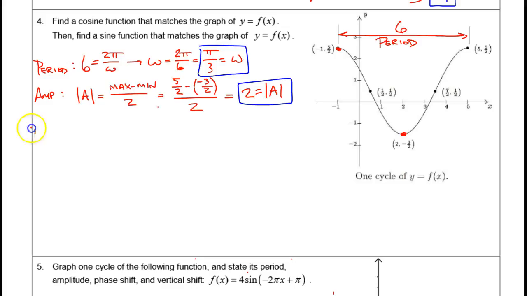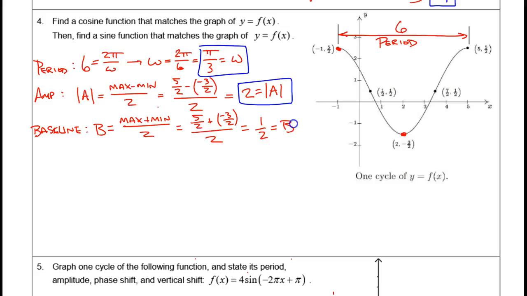Next, we'll talk about the baseline of this function, or the midline. The baseline of this function is our vertical shift, and that equals max plus min divided by 2. It's the average of those two, not the distance between those two. So 5/2 plus -3/2, all divided by 2. 5/2 minus 3/2 is 2/2, which is the same as 1, and 1 divided by 2 is 1/2. Now that should make intuitive sense when you look at the fact that this function has a midline right there at y equals 1/2.